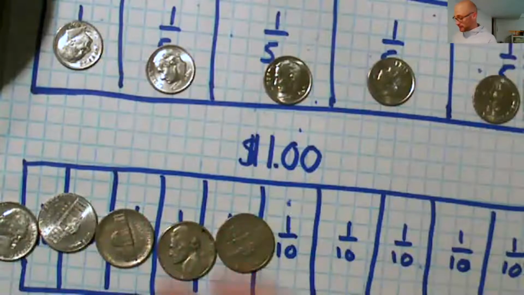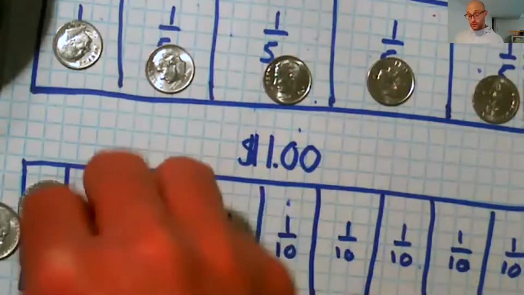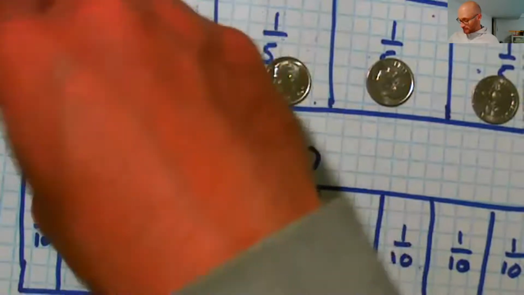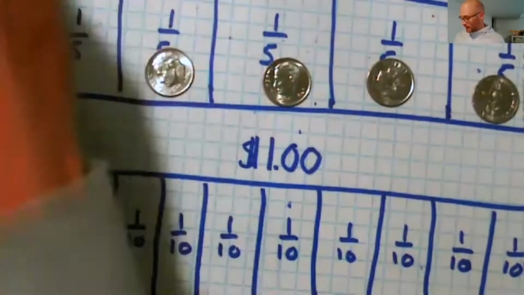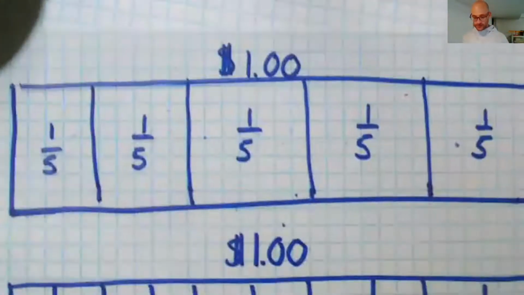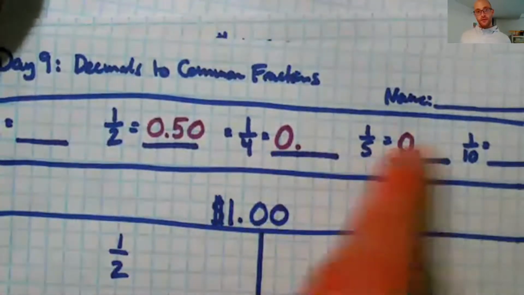So that's not it. But the good thing is I would have them all filled up, and I have the same amount in each one. You also have to make sure it equals $1. So this is pretty much the whole day for today, right? Is finding decimal values that equal these important common fractions of 1, 1/2, 1/4, 1/5, and 1/10.